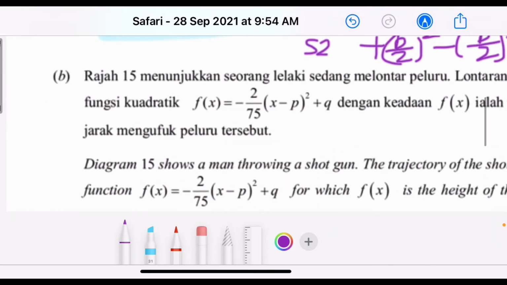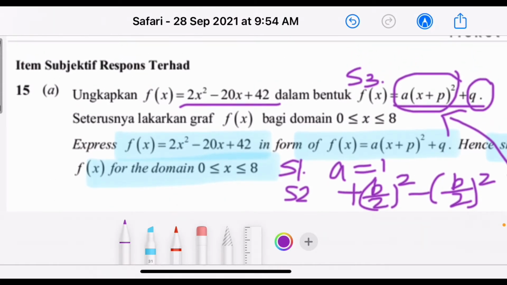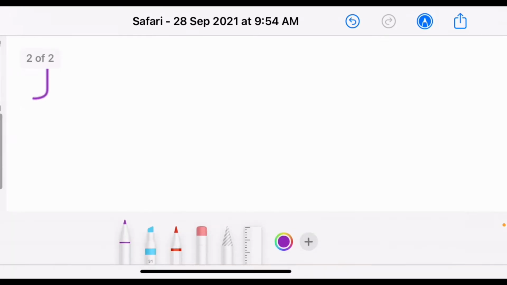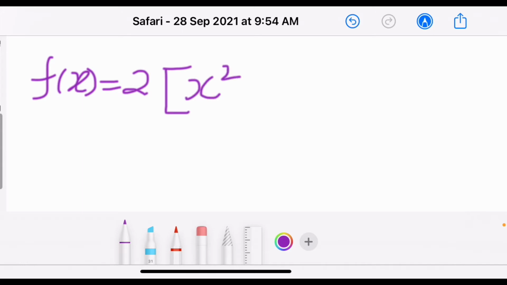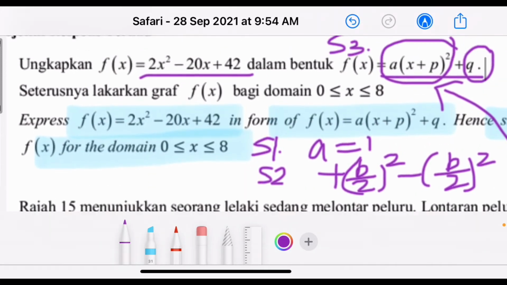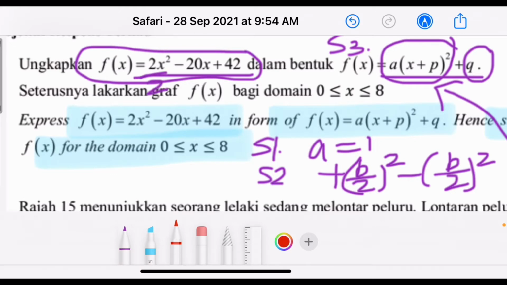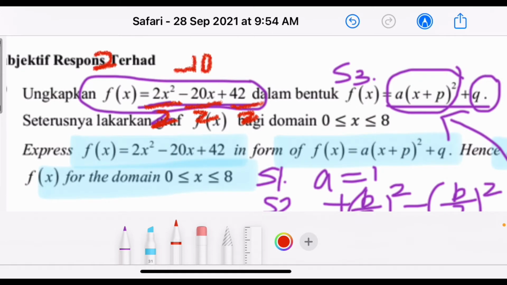Okay, so we have many steps involved. As usual, we will use the function and then we will factorize. We take out the 2, x squared inside, and then minus 10x. After we take out the 2, we must divide by 2 for every term, inclusive of the 42 also. We divide by 2. That's how we do.